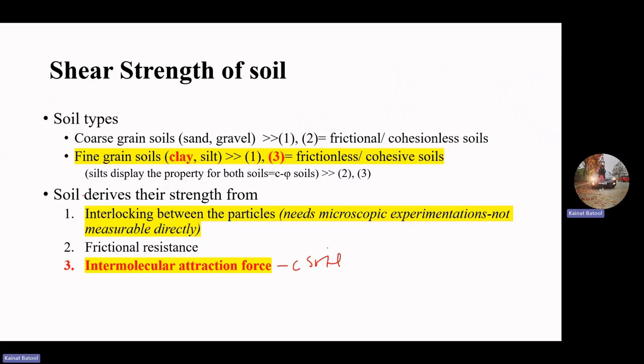So we got that coarse-grained soils get their shear strength from interlocking and frictional resistance, while clay derives its shear strength from the interlocking between the particles and cohesive strength, right? And then the third one is the silts. So silts basically derive their shear strength from the frictional resistance and intermolecular forces.